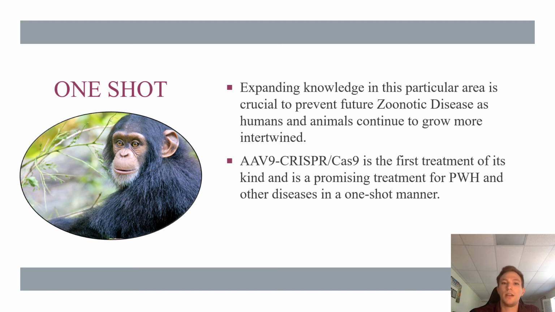AAV CRISPR-Cas9 is also, again, the first treatment of its kind and is a promising treatment for PWH, people with HIV, and other diseases in a one-shot manner. This idea of a one-shot system means that instead of receiving constant treatment like ART or constant treatment like chemo, you are able to receive a one-time shot that can actively work within the body and provide these corrections and cure HIV, sickle cell anemia, and eventually, they hypothesize, cancer.